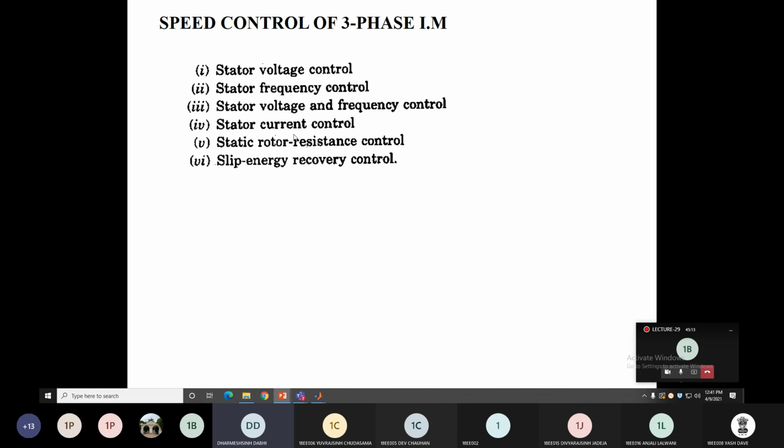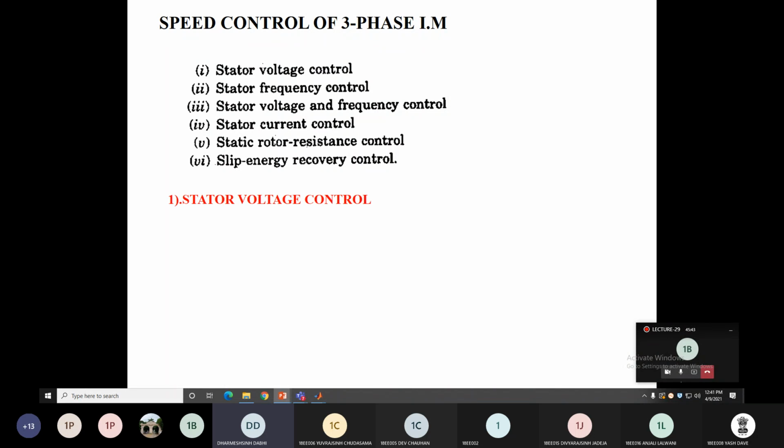The fourth one is stator current control. The fifth one is static rotor resistance control. It means by changing the rotor resistance we can control the speed of the induction motor. And the last one is slip energy recovery control. So by all these 6 methods we can control the speed of the three-phase induction motor. Let's understand these methods of speed control of induction motor one by one.